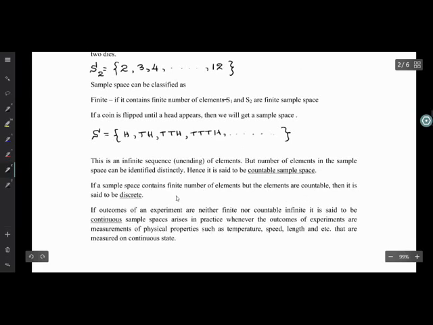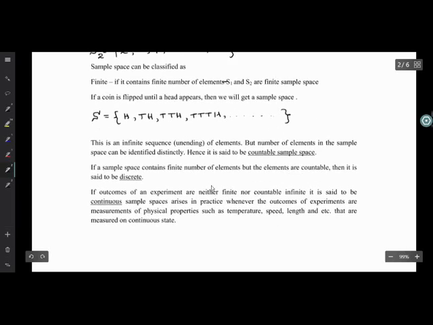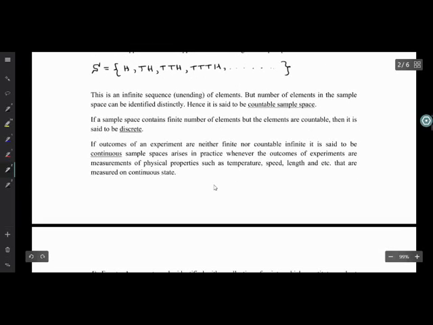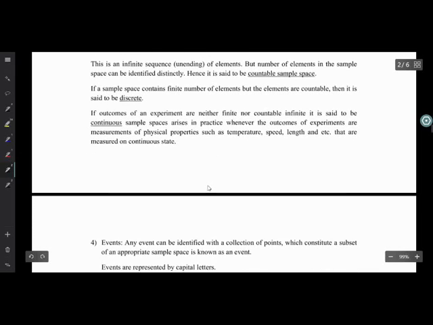If a sample space contains a finite number of elements, or the elements are countable, then it is said to be discrete. On the other hand, if the outcomes of an experiment are neither finite nor countably infinite, it is said to be a continuous sample space. They arise in practice whenever the outcomes of experiments are measurements of physical properties such as temperature, speed, length, and so on. These are measured on a continuous scale.